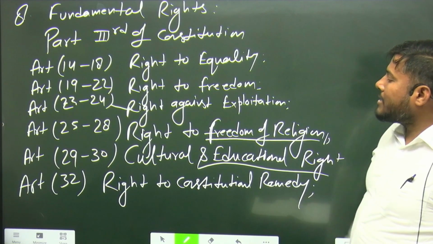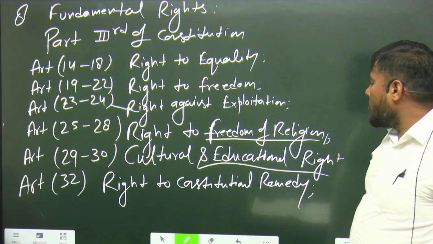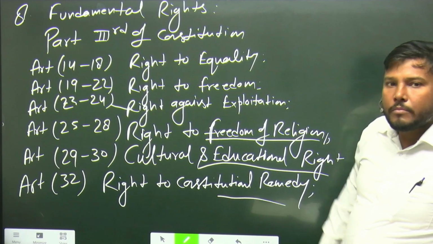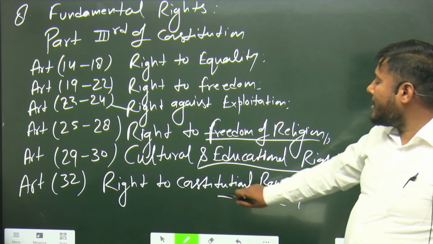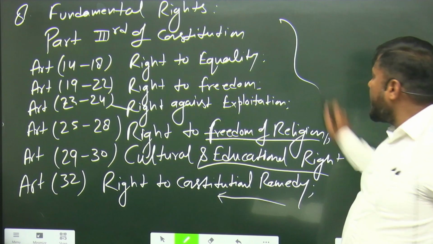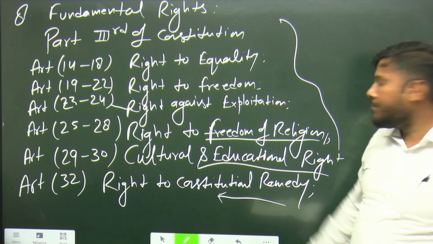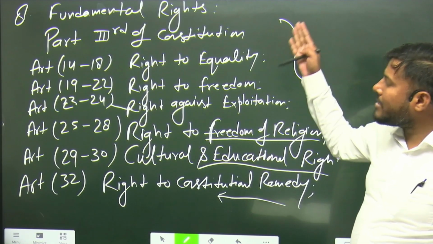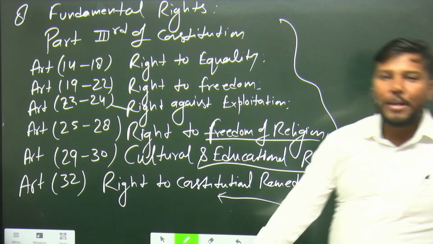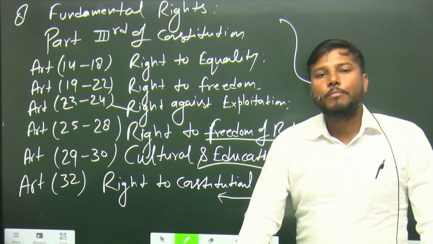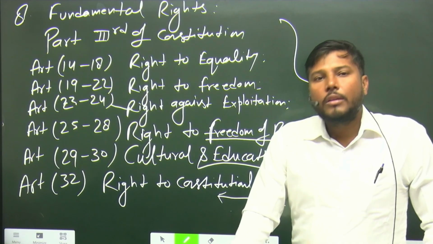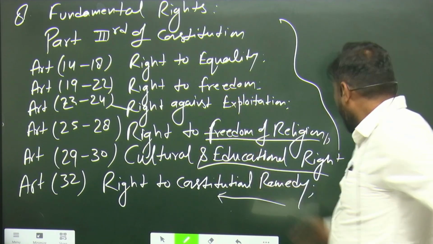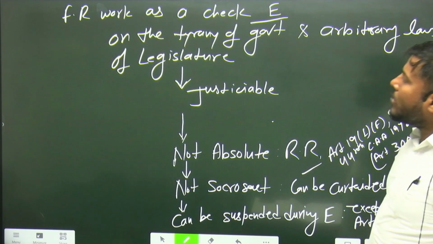The last one is article 32, right to constitutional remedy. This is the most important right, because if this right is not there, then these rights do not make any sense, right, because this right ensures the enforcement of these rights. So this is the exhaustive list of the fundamental rights, but as I've told you, the journey shall continue. We hope to add more new fundamental rights in our list, right? So let's move ahead and try to understand.